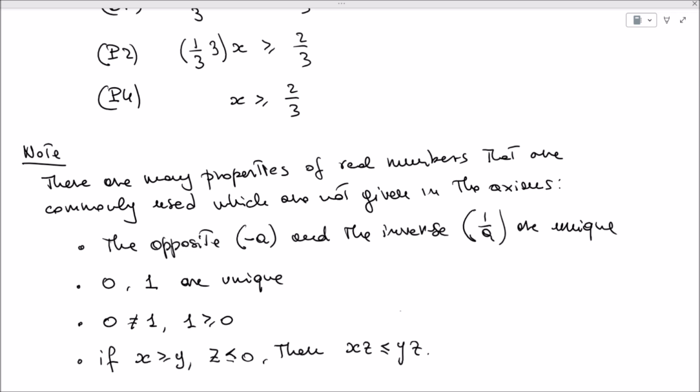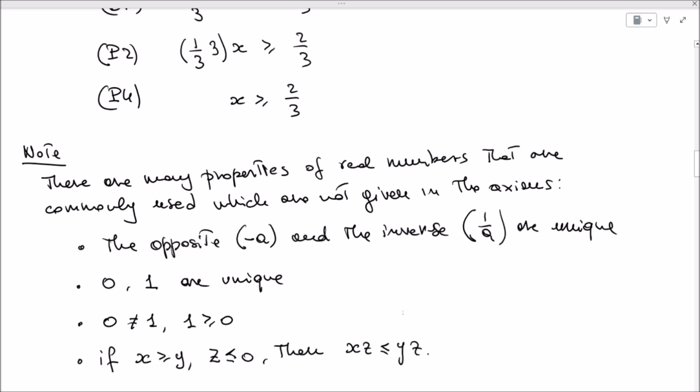All these properties can be derived from the axioms, and we'll do some of this later. But this is just to say that the number of axioms is kept as small as possible. We could have included all these properties in the axioms, but it is much better to have as few axioms as possible and derive all the properties later.